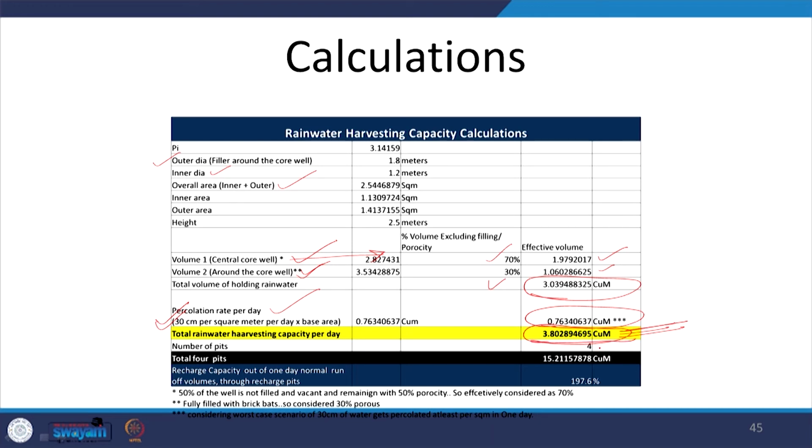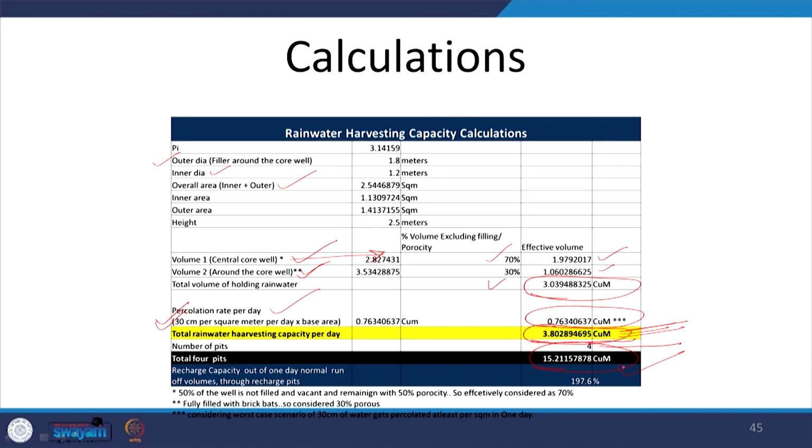From the site plan, we saw that there are 4 such pits. So, overall around 15.2 cubic meter of rainwater can be managed per day. Now, this is for one day, and if you remember, the normal runoff available was around 7.8. So, we have very well exceeded the amount of water which is going to be available per day.